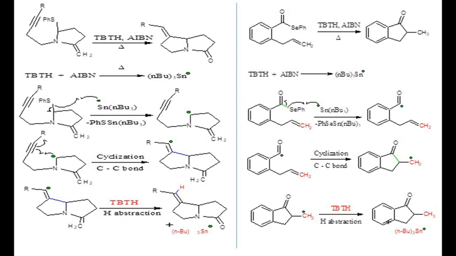See the last reaction here. The SePh group is removed by the tributyl tin radical. There is generation of an acyl radical, that is aryl ring C double bond O. The acyl radical undergoes addition to the carbon-carbon double bond and gives a new radical. This radical abstracts hydrogen from tributyl tin hydride and gives the target molecule along with formation of the tri-n-butyl tin radical.